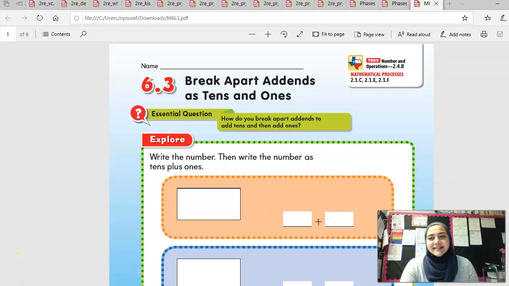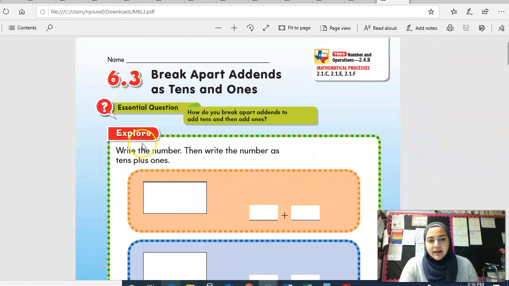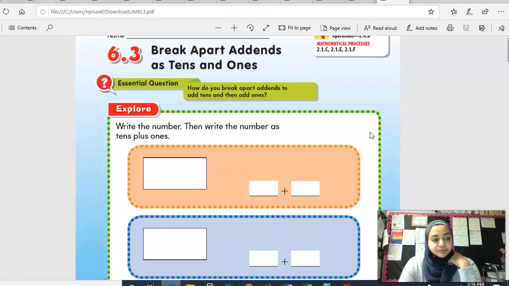Okay, hello class. Here is your Go Math lesson for 6.3. 6.3, break apart addends as tens and ones. How do you break apart addends and add tens and then add ones?